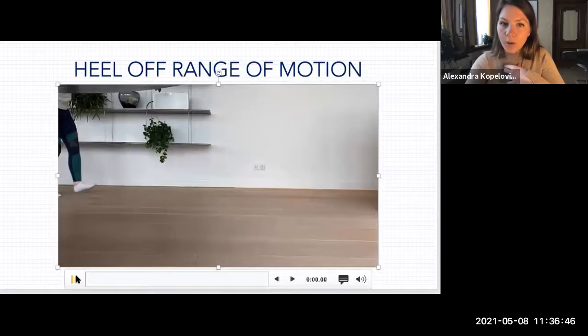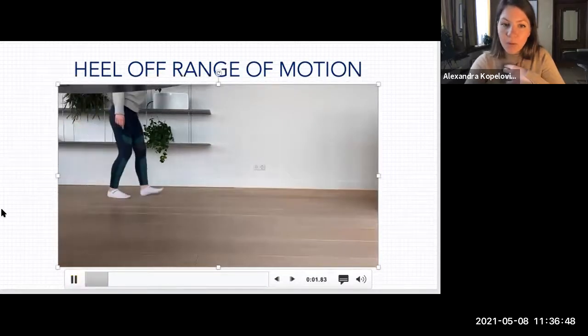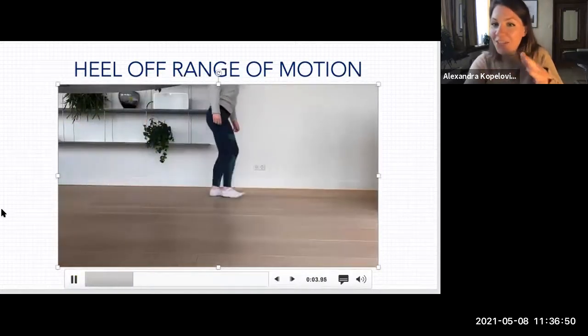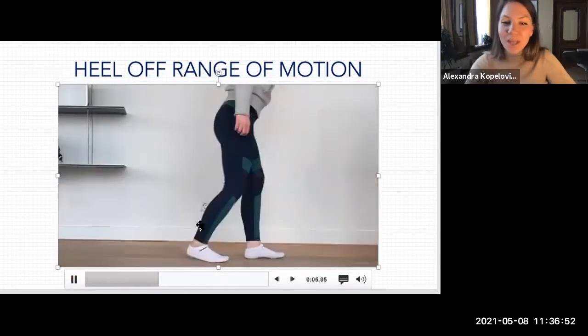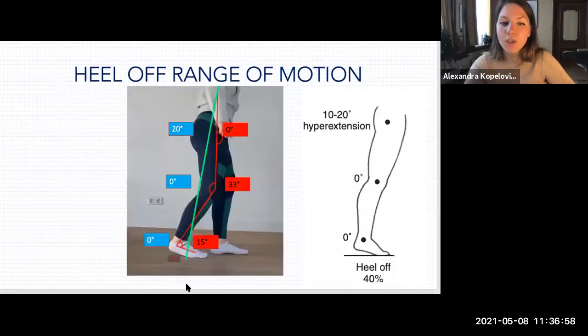Let's take a look at our case study. This is clear. We don't even need to analyze it in slow motion because it's clear that we're not getting enough propulsion here. We're not getting that heel off. So let's take a look at our normal values and the values that our patient got.